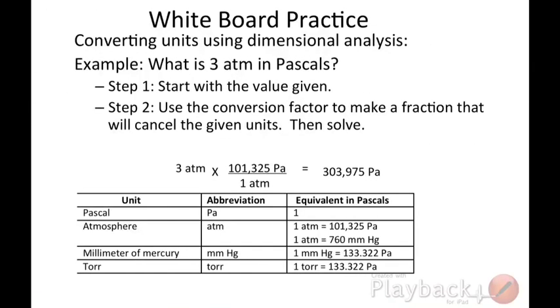So here it is. We take our given, that's our 3 atmospheres, and we write that down first. Then we multiply by our conversion factor. We found the conversion factor in this chart here. 1 atmosphere equals 101,325 pascals. So we take that conversion factor and we make it into a fraction with the units that we want in the answer in the numerator and the units that we want to cancel in the denominator. Then multiply to solve. And this is our answer: 303,975 pascals.